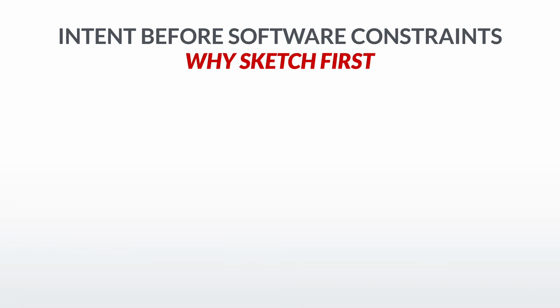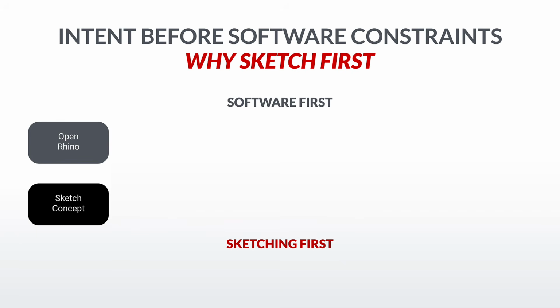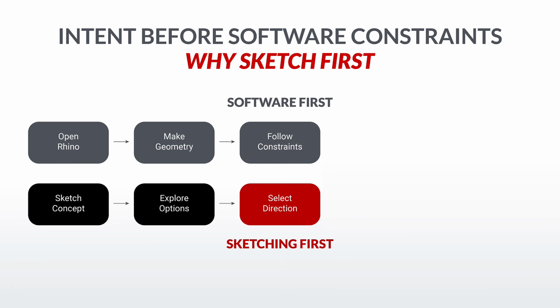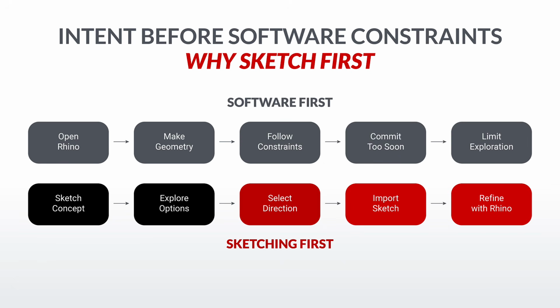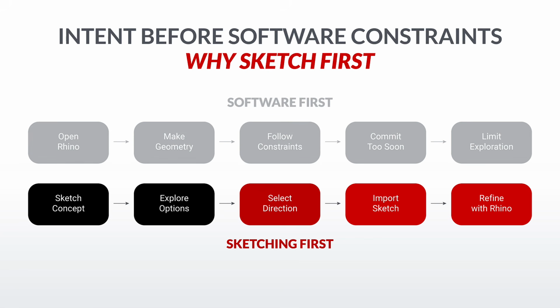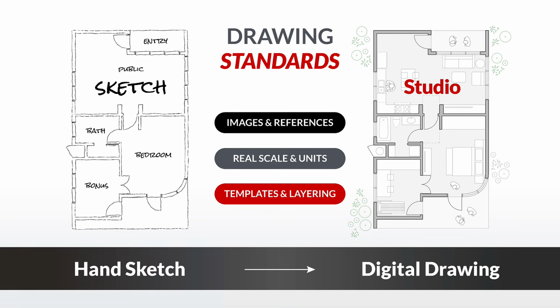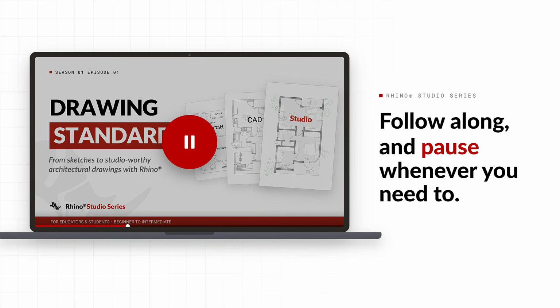So why begin with a sketch? It can be tempting to open Rhino and start making geometry right away. But when software leads the process, it can encourage you to commit too early or let the available tools shape your decisions. Sketching first creates space to explore. You can test design ideas, compare options, and establish the design intent before refining it digitally. Now, let's bring that sketch into Rhino, scale it to the real world, and translate it into a clear architectural drawing. Follow along and pause whenever you need to.